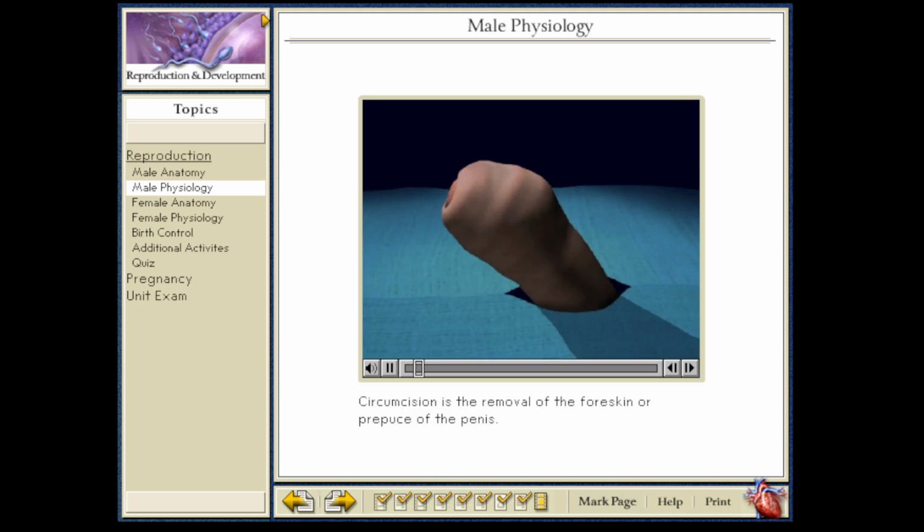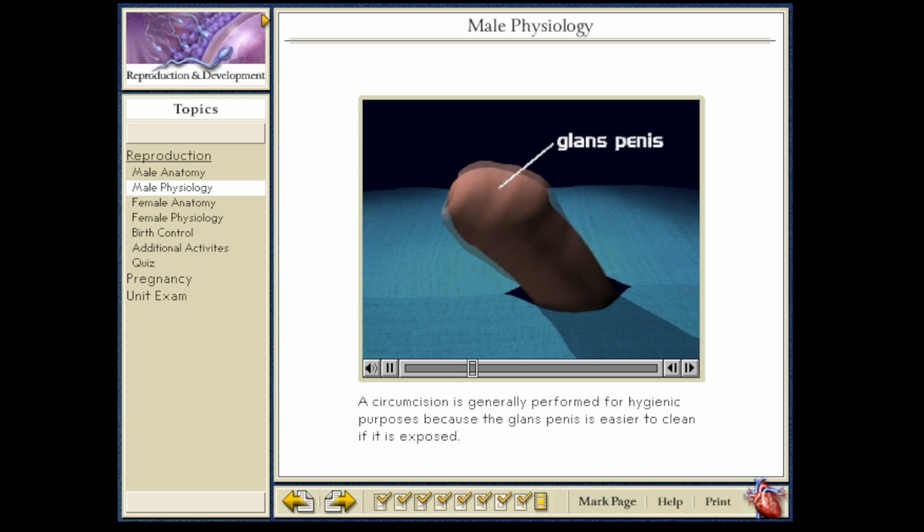Circumcision is the removal of the foreskin or prepuce of the penis. A circumcision is generally performed for hygienic purposes because the glans penis is easier to clean if it is exposed.